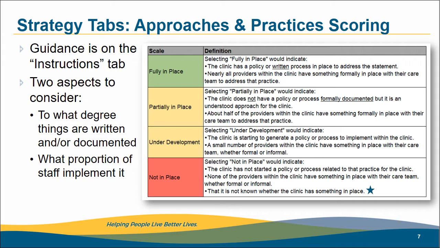The other thing that we want to note, and it's starred here on the screenshot, is that if your team comes together and it's not known whether your organization has something in place, we're encouraging you to list it as not in place. Given that no one in your team knows whether it's in place or not, it might indicate that it's not in place. But beyond that, because it's not easily accessible or formally documented, it may be a strong indicator that it's not in place.